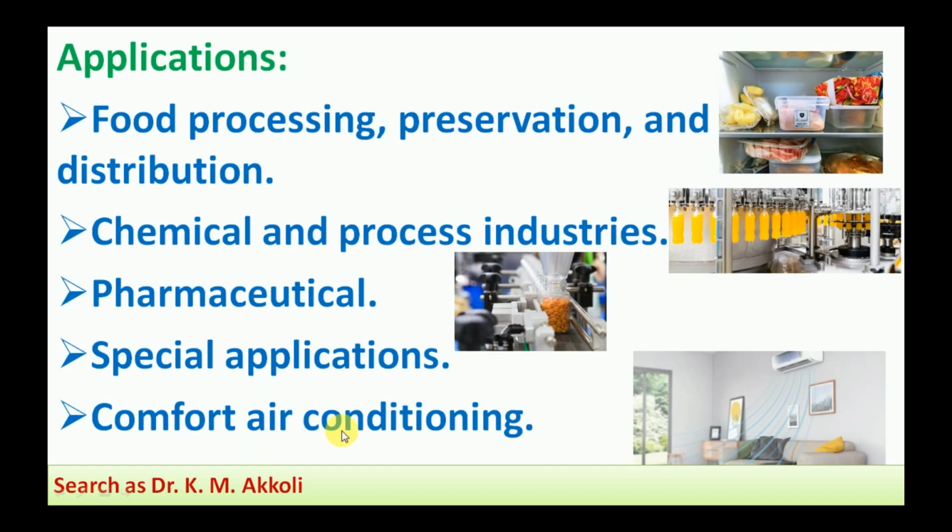Comfort air conditioning: as we know, by vapor compression refrigeration, a space is cooled. If the space being cooled is a room, then we can have comfort air conditioning from it. That is comfort air conditioning, where also the refrigeration system is used. And this is one of the refrigeration systems, the vapor compression refrigeration system. Another refrigeration system is the vapor absorption refrigeration system, and that I am going to discuss in my next video.